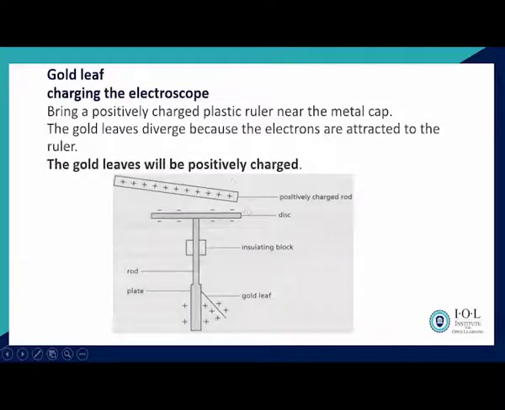So if you bring a negatively charged roller or rod next to the metal cap, electrons will move to the bottom, to the gold leaf, to the metal plate, and also to the gold leaf. Why? Because the negative charges on the rod are repelling those on the instrument. This makes the gold leaf and the stem, or the plate, negatively charged. Then we are going to observe that the leaf is diverging, or moving away from the stem.